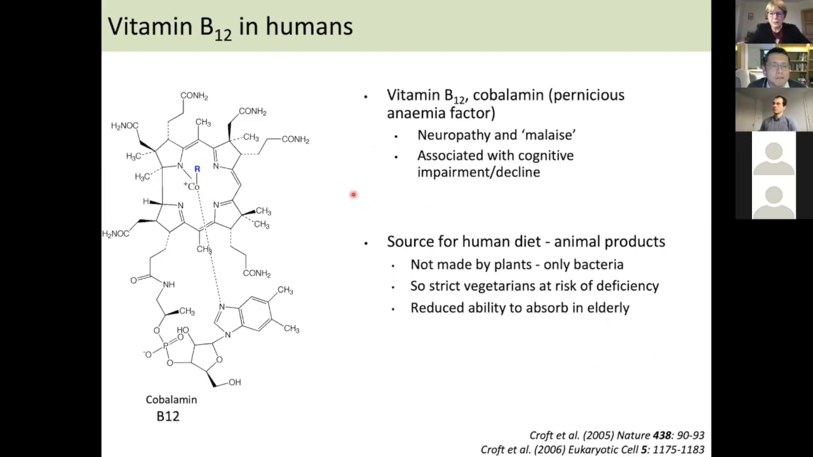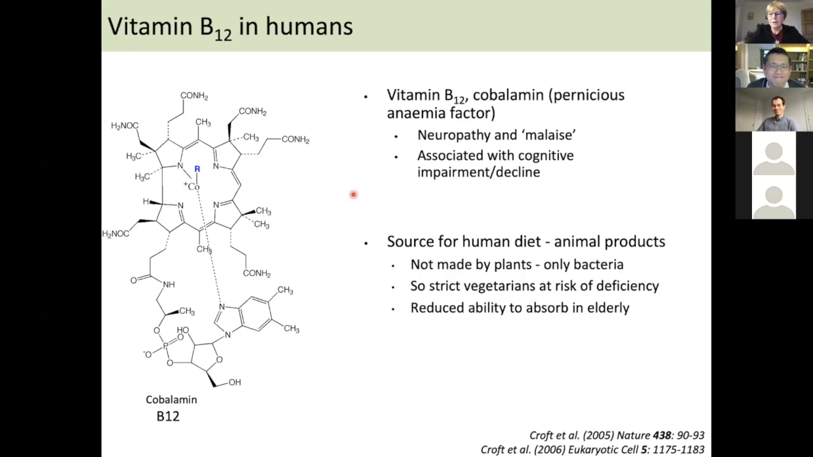The deficiencies, as I've said, lead to neuropathy and malaise associated with cognitive impairment and decline. It's not made by plants. It's not made by land plants. It's only made by bacteria. So very strict vegetarians and vegans are at serious risk of deficiency, and are strongly recommended to take B12 supplements or injections. In addition, in the elderly, there's a reduced ability to absorb the vitamin, and I'm shocked to have to tell you that the elderly means over 50.